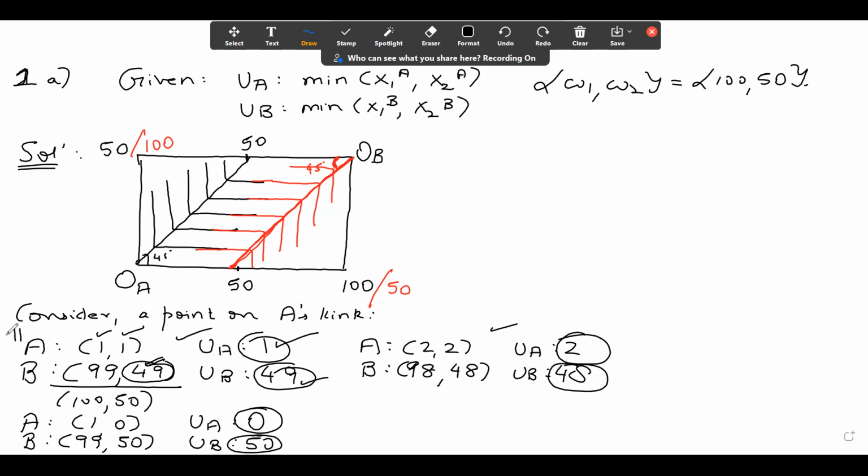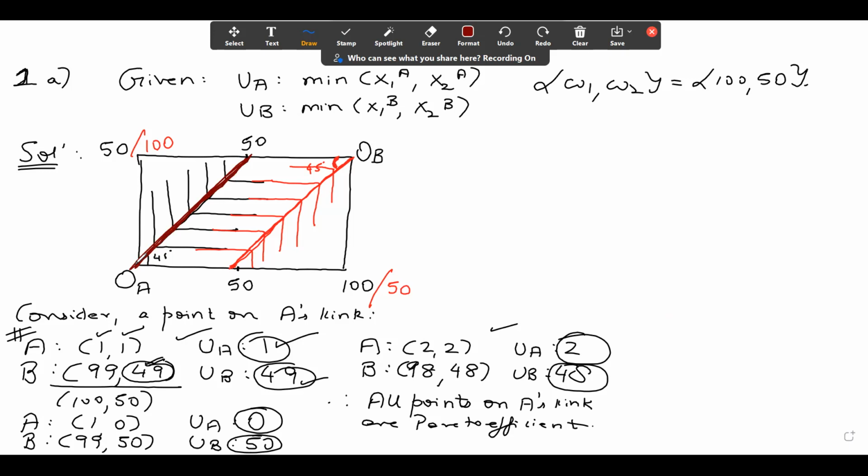I can say that my initial allocation is Pareto efficient. That means I can say, therefore, all points on A's kink are Pareto efficient, because both the agents would not want to deviate from there, because when they deviate, you can clearly see that one of them becomes better off by making the other agent worse off. So I can shade this in brown color. All these points in brown color are Pareto efficient points. I took 1, 1. You can take 2, 2, 3, 3, and you can verify yourself.